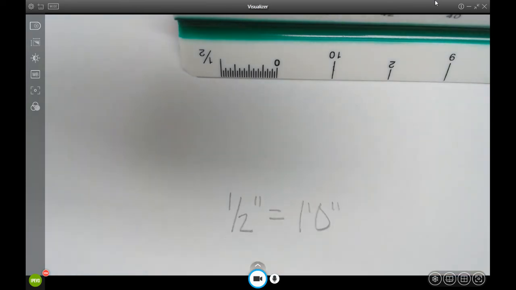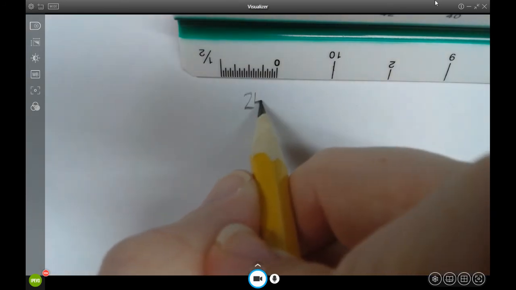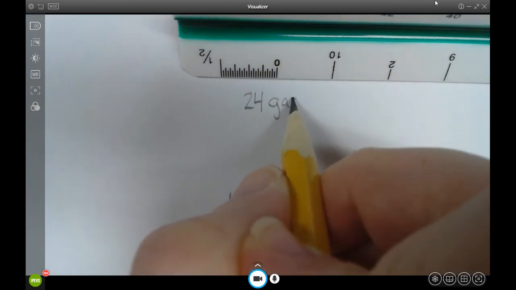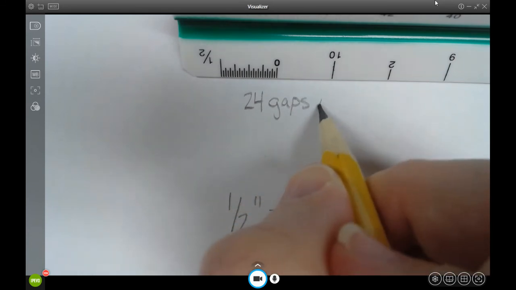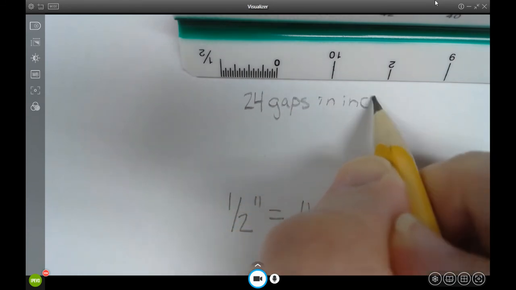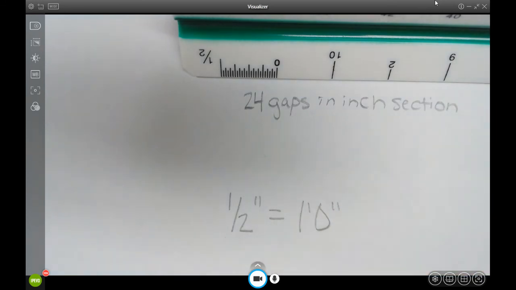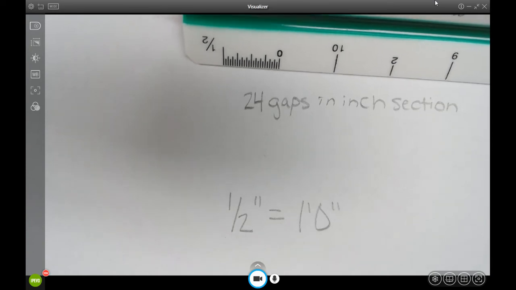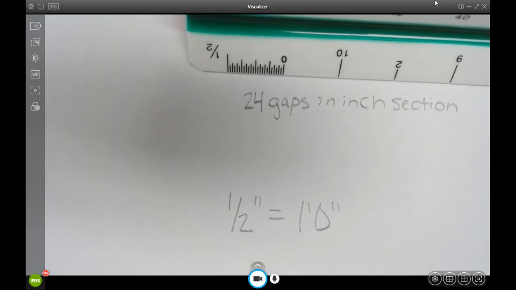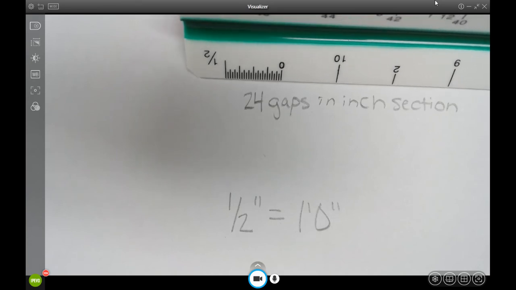And I was lagging a little bit. There are 24 gaps that we have in that inch section. So I'm going to write that down for myself so I don't forget. Okay, so we have 24 gaps. Well, ladies and gentlemen, we only have 12 inches in a foot. So how do we get 24 down to 12? Well, we divide by 2.